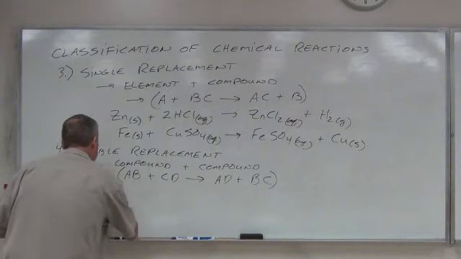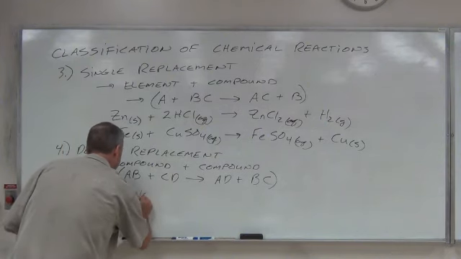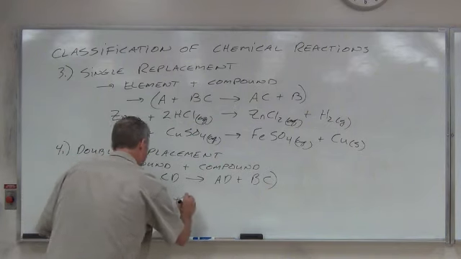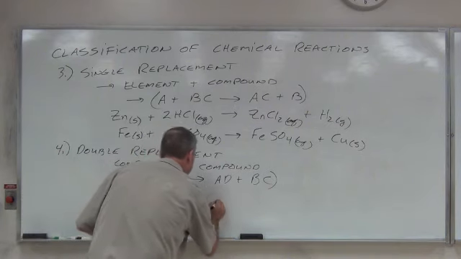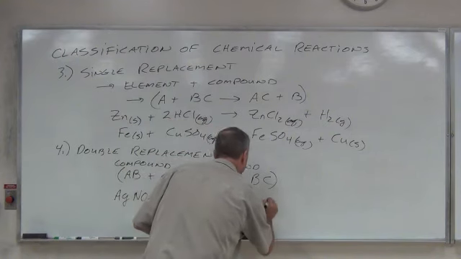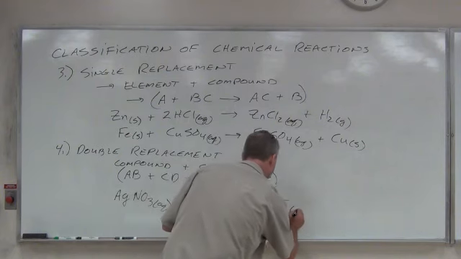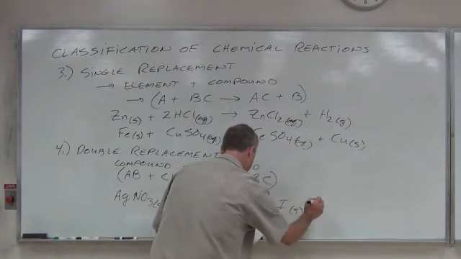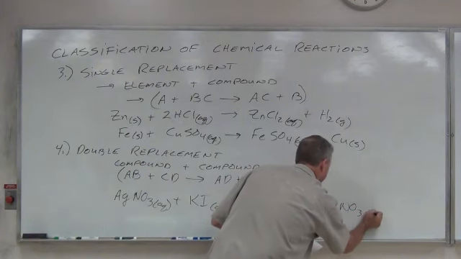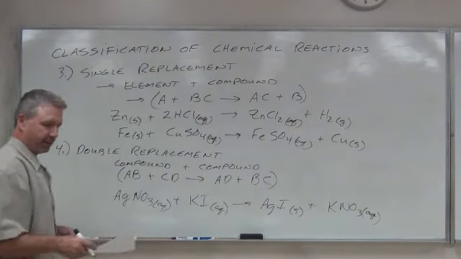We're going to have two compounds, right? Here's an example. Silver nitrate plus potassium iodide yields silver iodide, which should be a solid, I think, plus KNO3. And that is balanced.